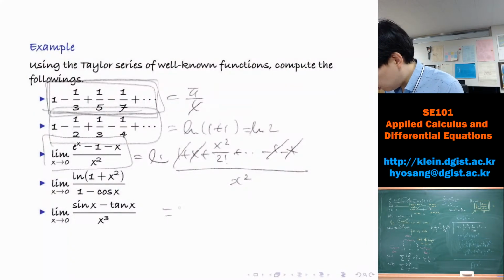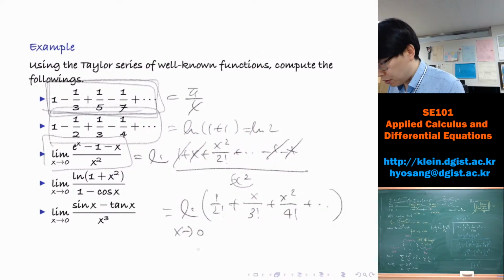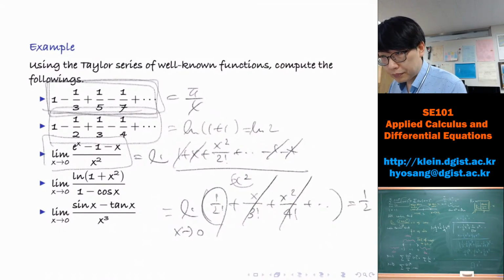So we get 1 over 2 factorial plus, now we had x cubed over 3 factorial, but we divide by x squared, so we have x over 3 factorial, x squared over 4 factorial, and so on. I'm taking the limit when x goes to 0. So everything goes to 0 except for the first constant. Therefore it's 1 over 2. So without using L'Hopital's rule, you can easily find the limit using the Taylor series of a well-known function.